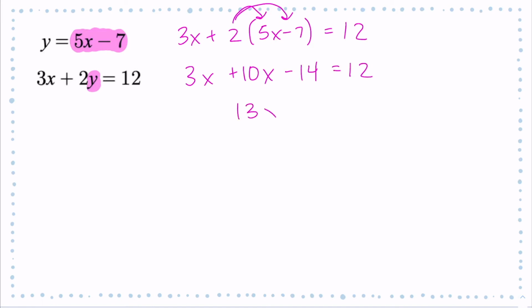We can combine like terms. We want to move 14 to the other side, so we're going to add it to both sides. And then lastly, divide both sides by 13.